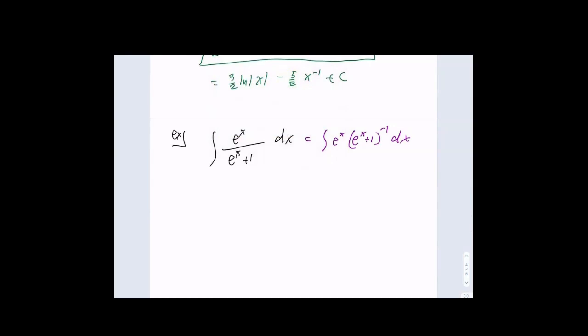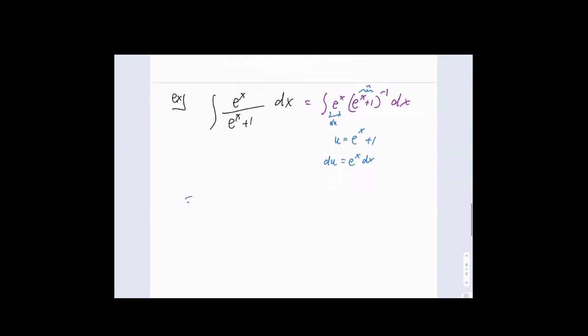And would your u equal e to the power of x plus 1? Good. So du is equal to? Your du is equal to e to the power of x times dx. So this is my du, and this is my u. So now I get the integral of? You get u to the power of negative 1 du.